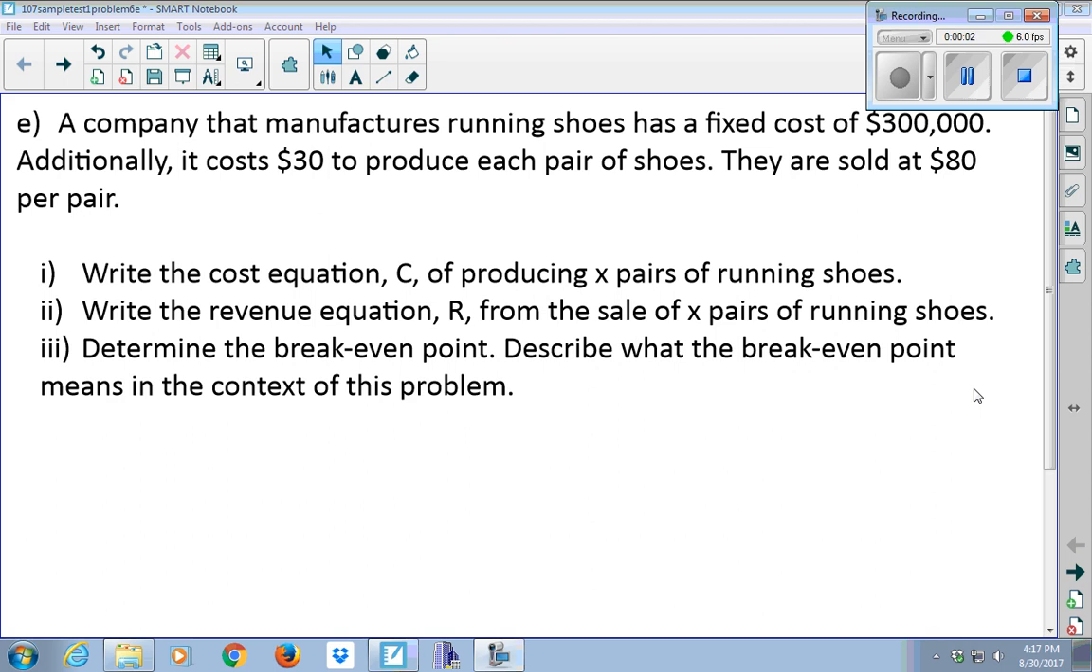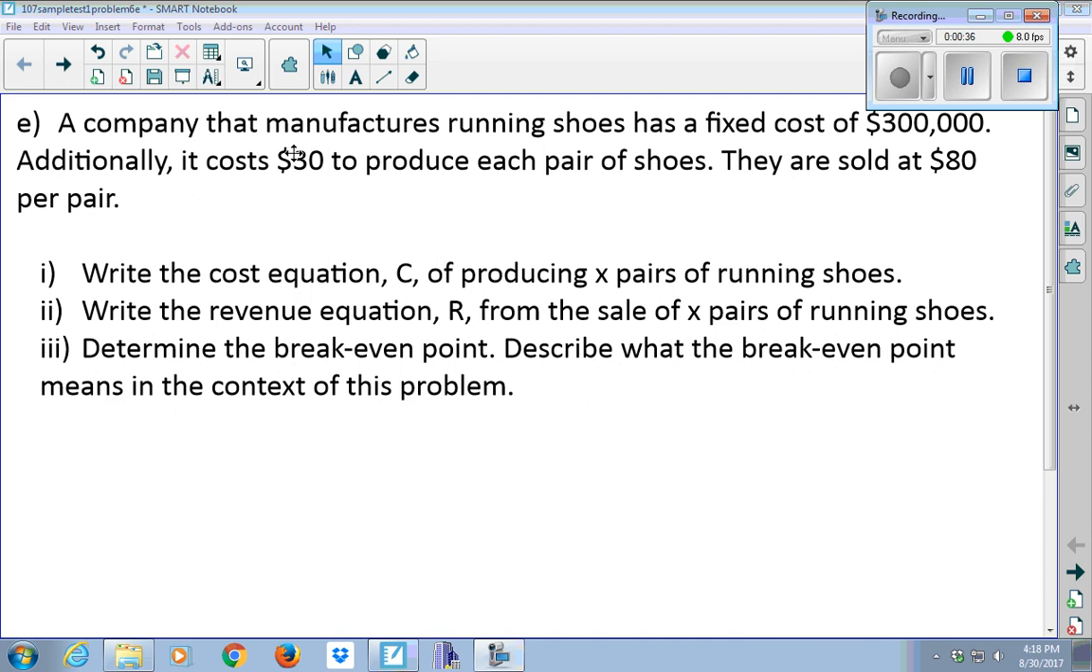This is problem 6e on sample test 1. This is a break-even analysis problem, and they were introduced to you in lesson number 6. Specifically, the first class activity exercise was a problem similar to this. If you'd like to go to our text and read more about break-even analysis problems, you'll find that in section 5.1. So it says here, a company that manufactures running shoes has a fixed cost of $300,000.